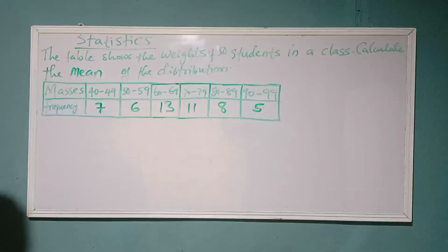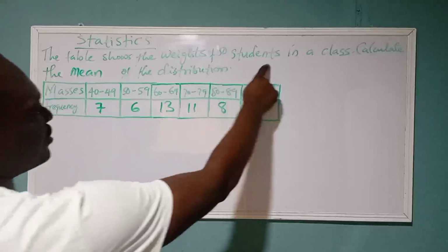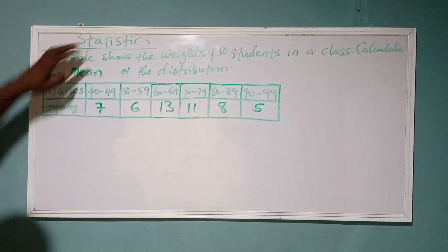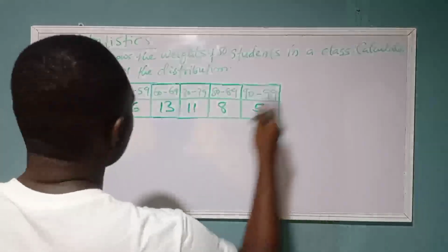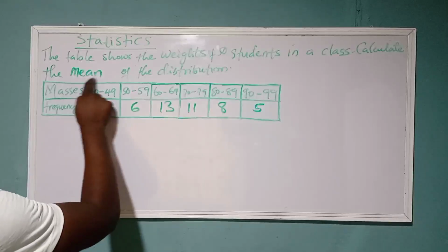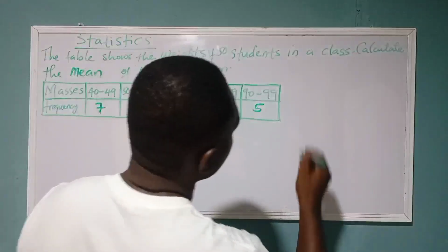Okay, so what we are going to be doing here is that we have 50 students and we are expected to calculate the mean of their distribution in a class. All right, so how do you calculate mean? First, you need to know the formula to calculate mean.